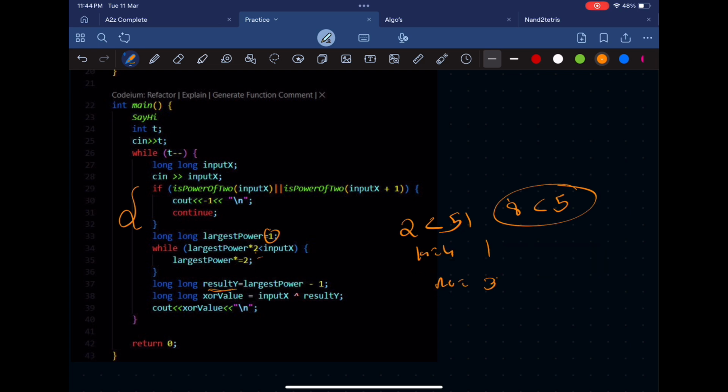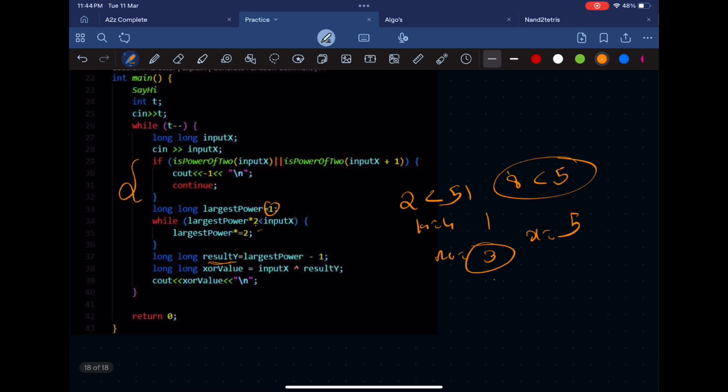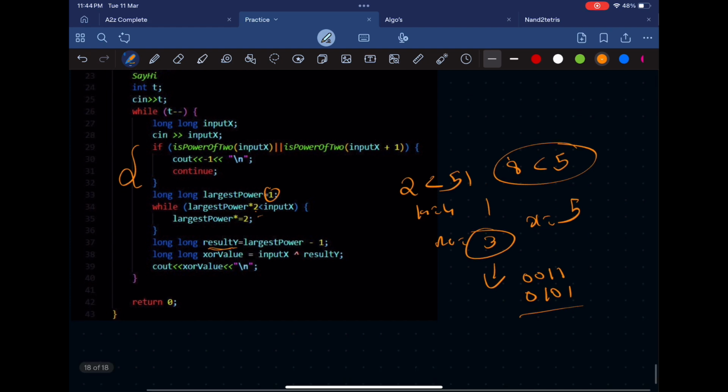This is the value we are getting for y, and we have x equal to 5 and result 3. Let's see if we do XOR of both values. 3 is 0 0 1 1, and 5 is 0 1 0 1. If we do XOR of this, we'll be getting 0 1 0 0, which is equivalent to 2.